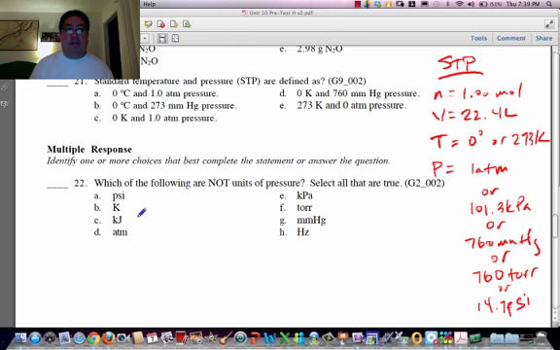Okay? And then for 22, the last one, which ones are not units of pressure? K is temperature. This is energy. And this one is frequency. So the rest of them, as I listed here, are all pressure units.